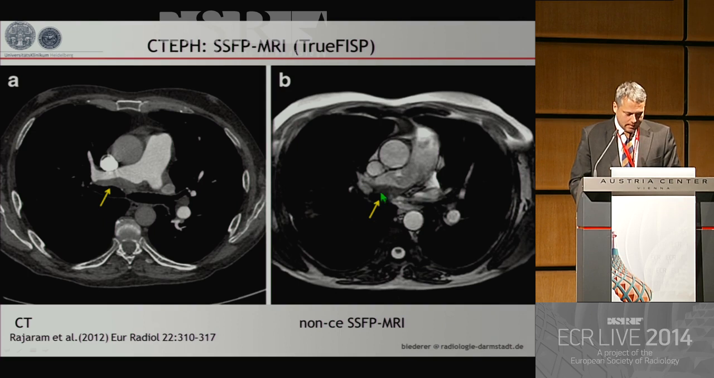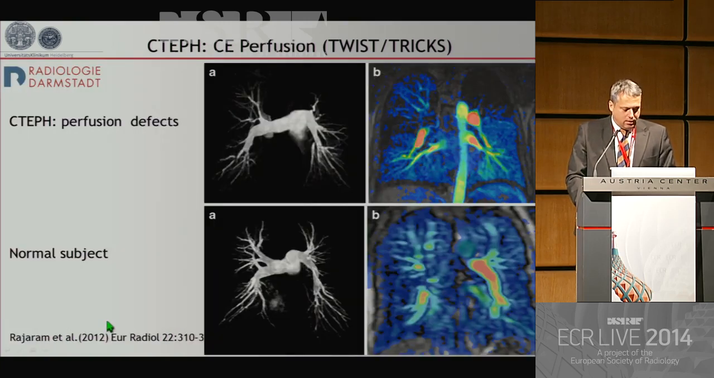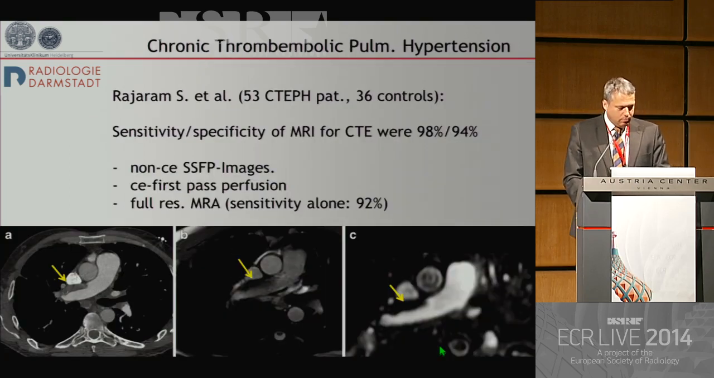So this is the thrombus that can be nicely seen. We would see it in the perfusion images. We have had that before. We would not need any VQ scanning because we have it here. These are the wedge-shaped defects, and this is a slightly inhomogeneous perfusion in pulmonary arterial hypertension, so CTPH wedge shape, the other slightly inhomogeneous. And we can, of course, produce beautiful, colorful maps from the perfusion defects compared to a normal subject here in this case. But again, the important point is including these non-contrast enhanced images as well. They facilitate much detection of the central large thrombi.